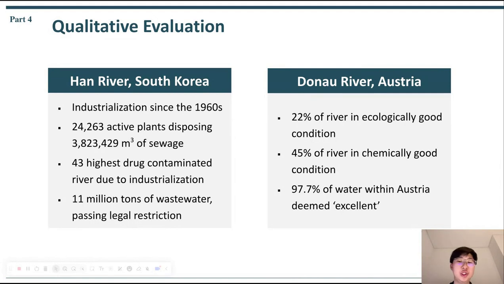For quality evaluation, the Han River is known to be significantly polluted compared to the Donau River because industrialization has continued in Korea since the 1960s, leading to it becoming the 43rd highest drug contaminated river. On the other hand, the Donau River is considered to be generally ecologically and chemically in good condition, with 97.7% of the water being considered as excellent quality.